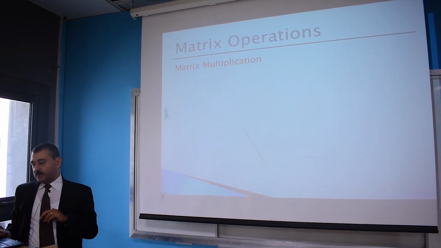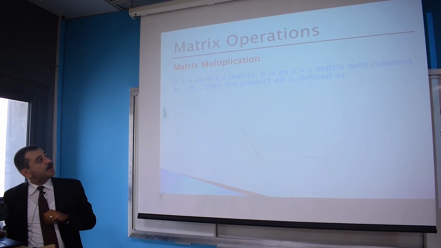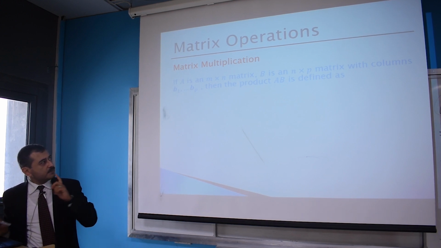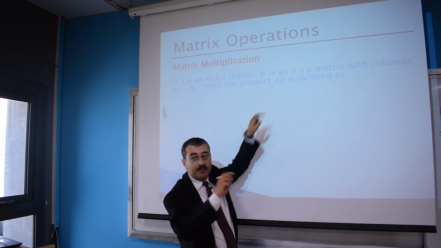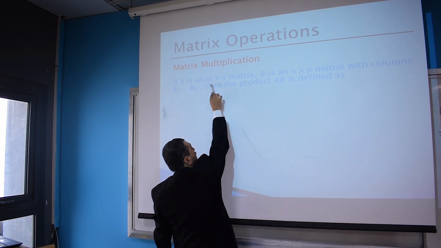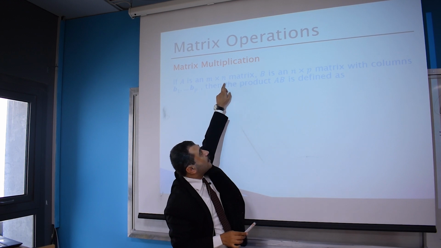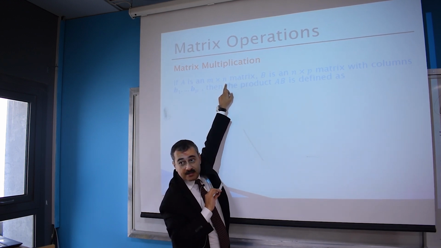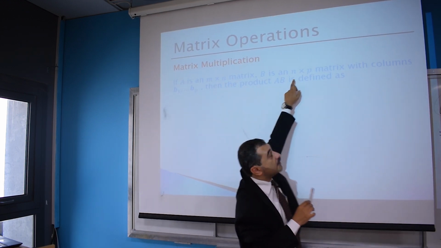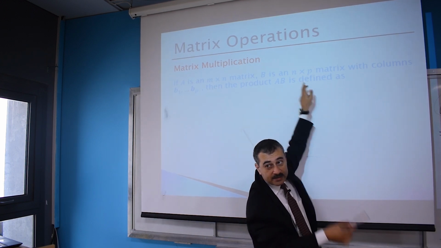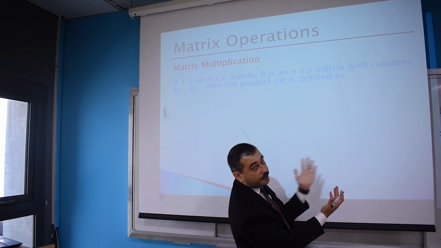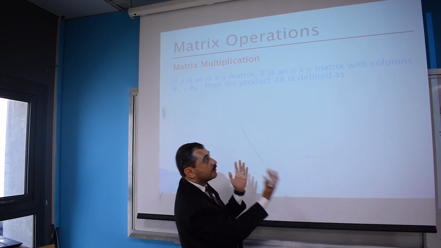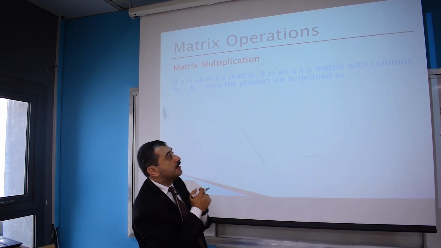So the formal definition for matrix multiplication, if you want to multiply matrix A by matrix B, there is a condition on the dimension here, which is the number of columns of the left matrix must be equal to the number of rows of the right matrix. Okay, so we have a left and right matrices. The number of columns of the left matrix equals the number of rows in the right matrix.